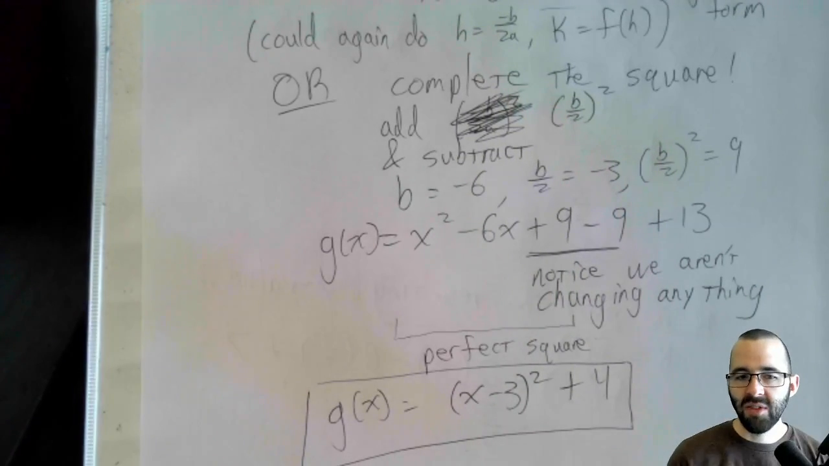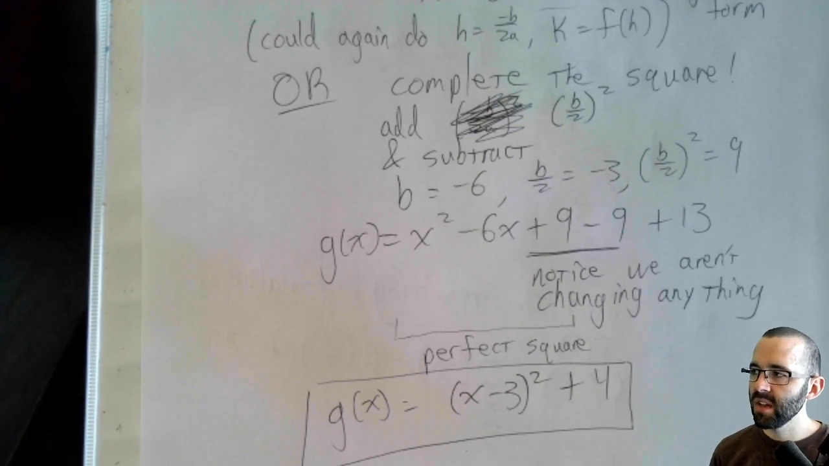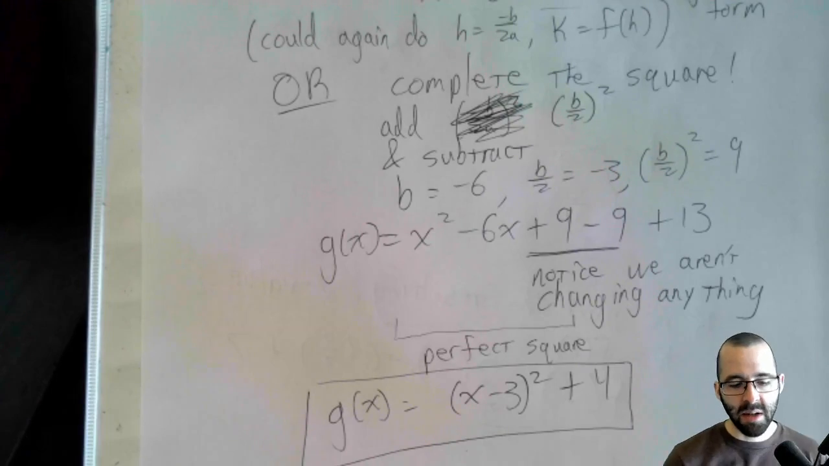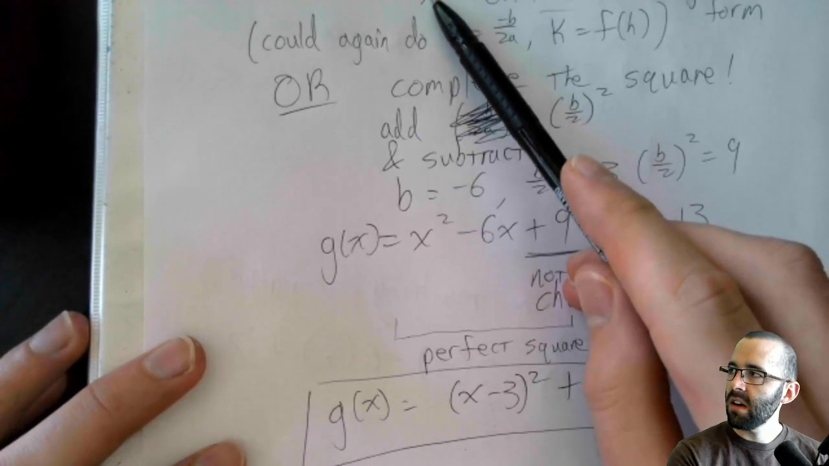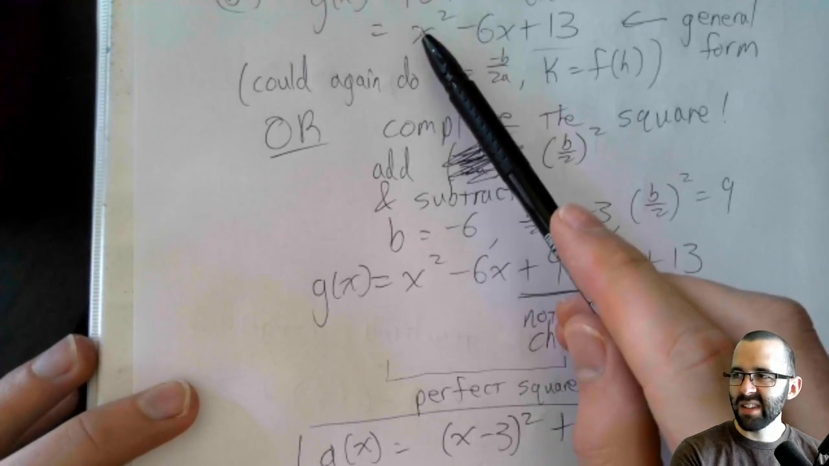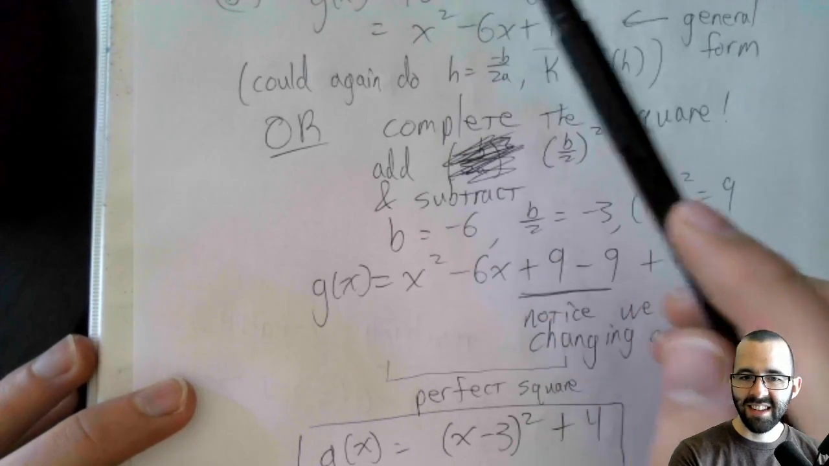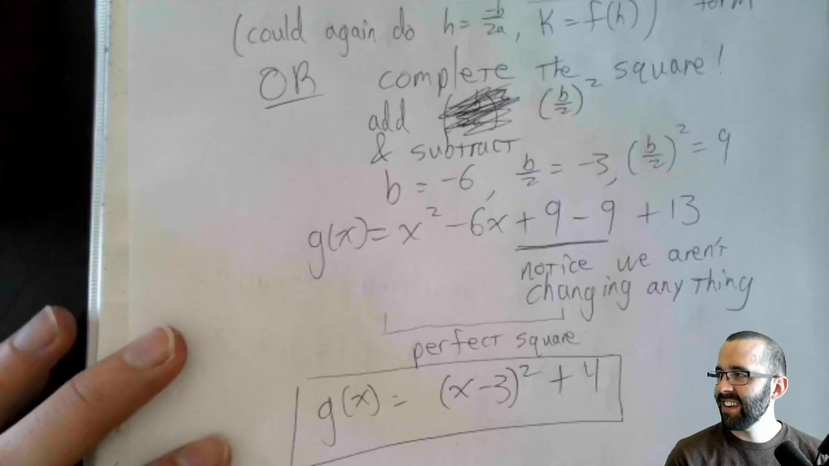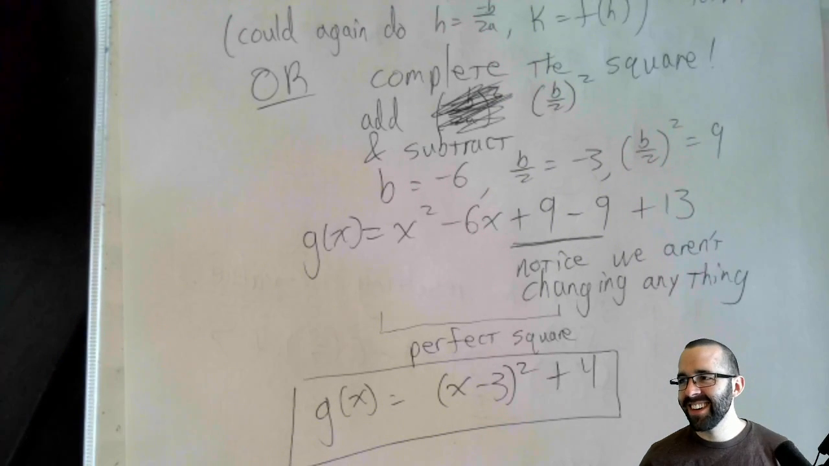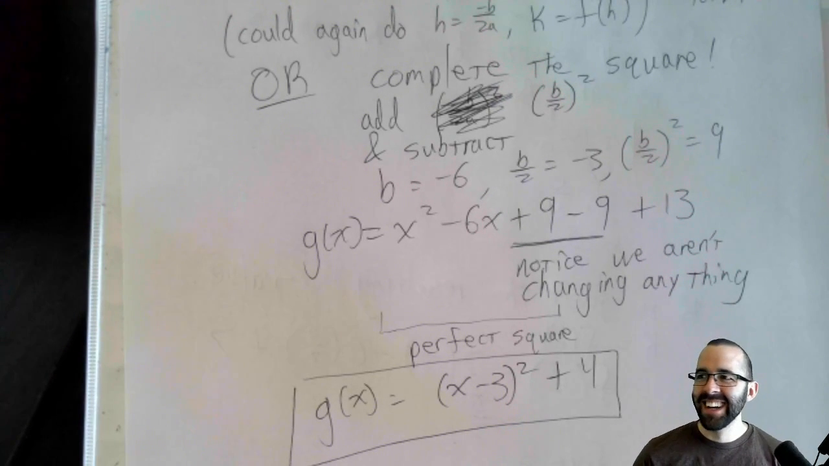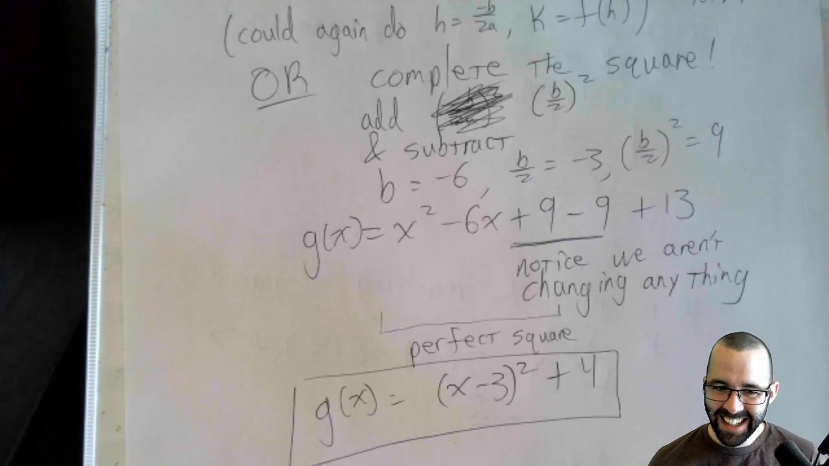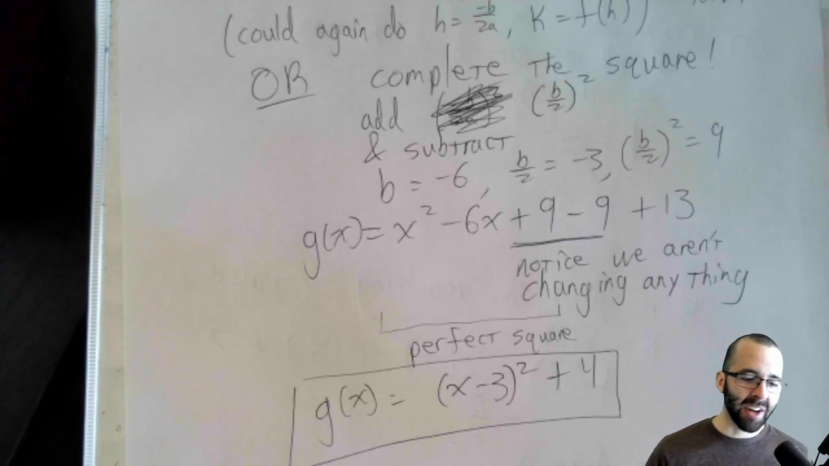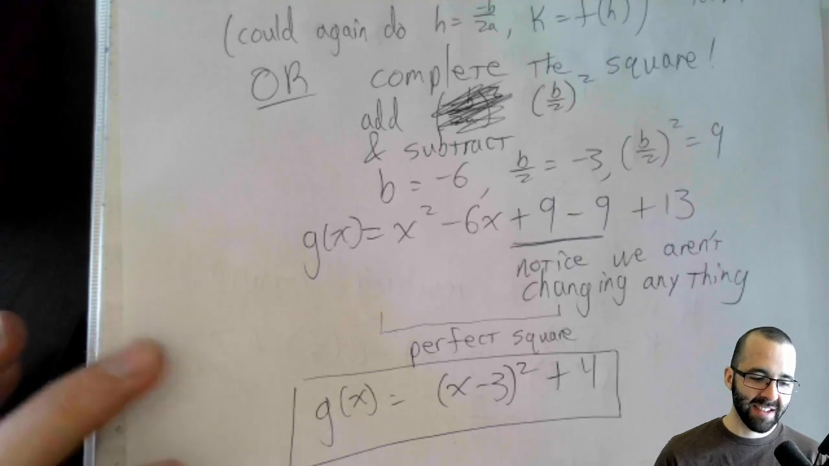So you have multiple ways of doing it. What I like to do is complete the square if there's no coefficient right here. If there's a coefficient here, completing the square gets a little nastier. So this is the simpler half of the section. Tomorrow we're going to do the more complicated one.